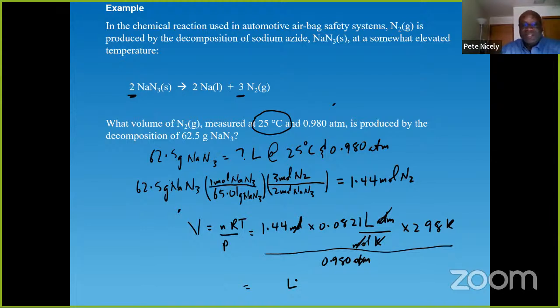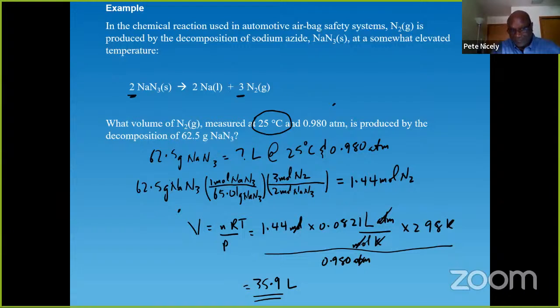So 1.44 times 0.0821 times 298 divided by 0.980. According to my calculations, this works out to be equal to 35.9 liters, all right? And that's how that is done. Okay, any questions about this example? Any questions?